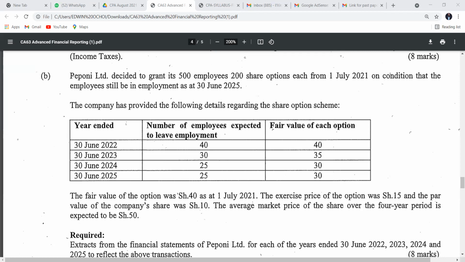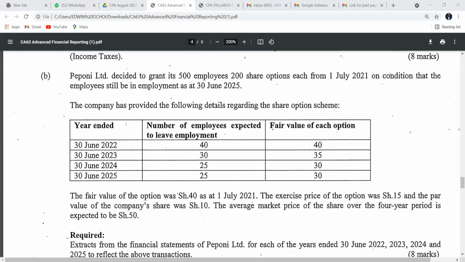So that is the grant date, because they say Beponi Limited decided to grant its 500 employees 200 share options from 1st July 2021. So that is the relevant grant date, the date when they entered into a share-based payment arrangement between Beponi Limited and the relevant employees. And again, you need to understand which type of share-based payment arrangement this is. Beponi Limited was granting employees share options, which means that this is an equity-settled share-based payment arrangement.